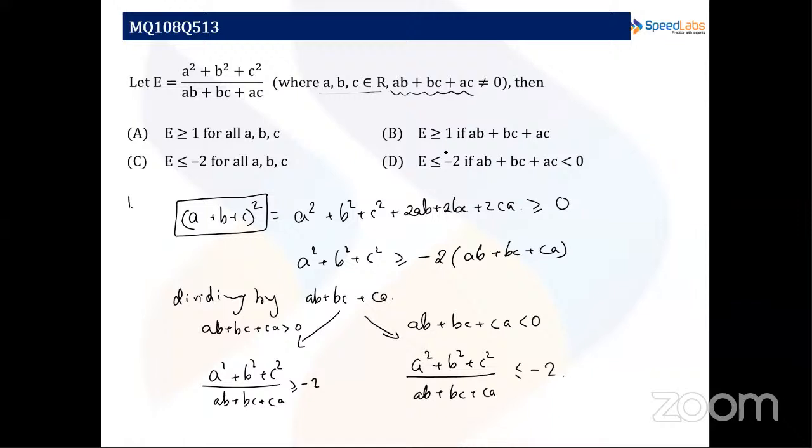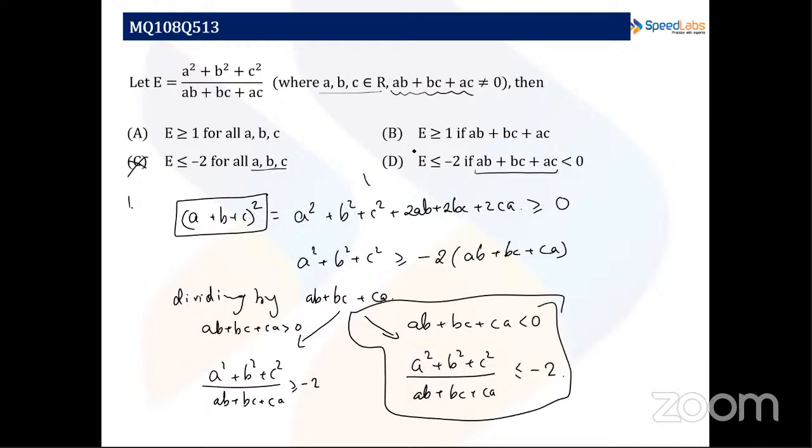Now we are given the condition that it will be less than or equal to 2 for all a, b, c. No, this is not the correct option. Let's check for D. If ab plus bc plus ca is less than 0, yes, we have this condition here. So D is our correct option. One option we have got.